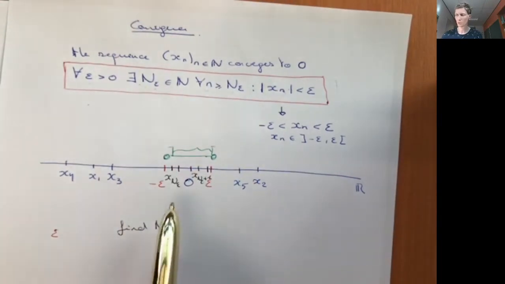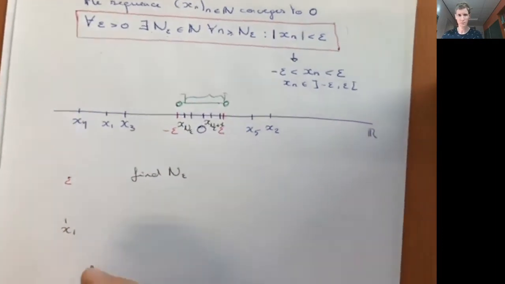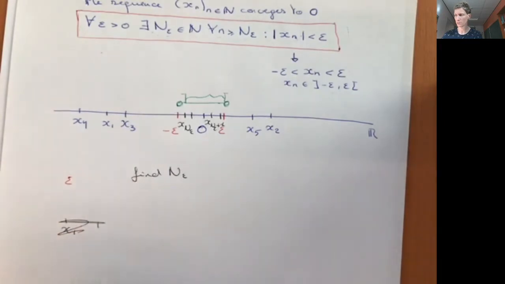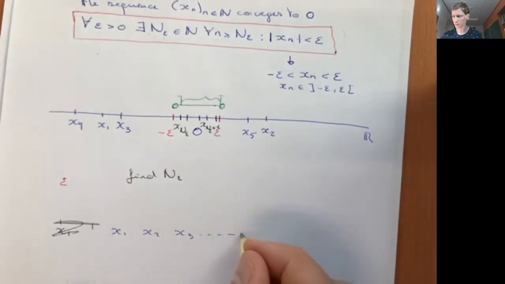Okay, so whatever I have a sequence x1, well, let me write the sequence like I did before, right? So we have the sequence x1, x2, x3, and so on. Suddenly we hit x_N epsilon.